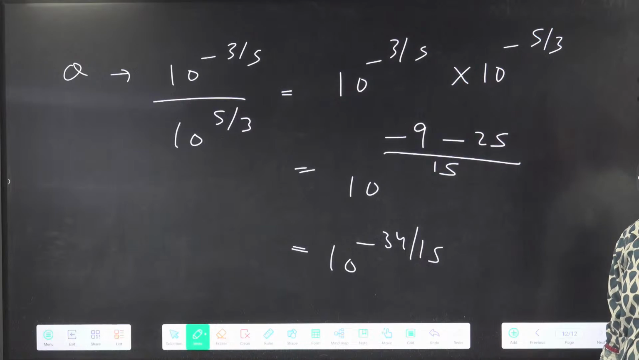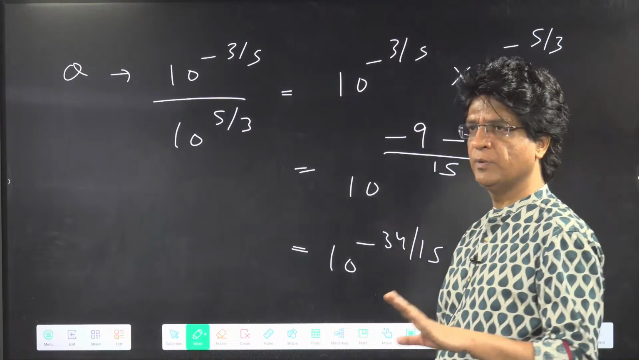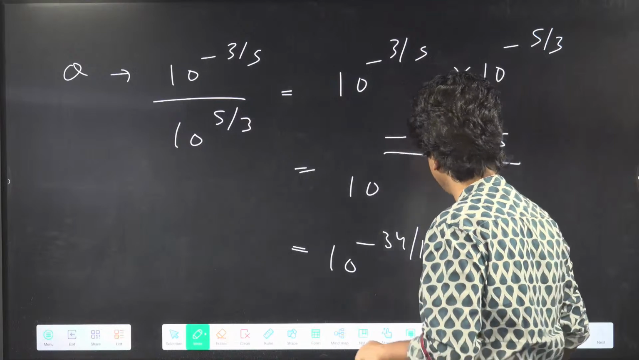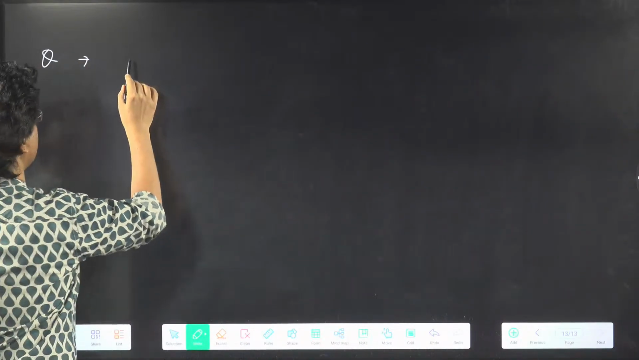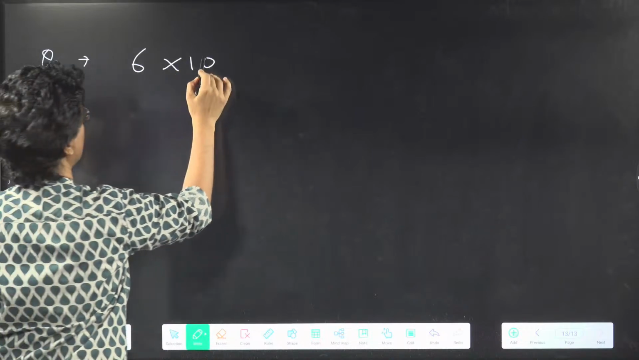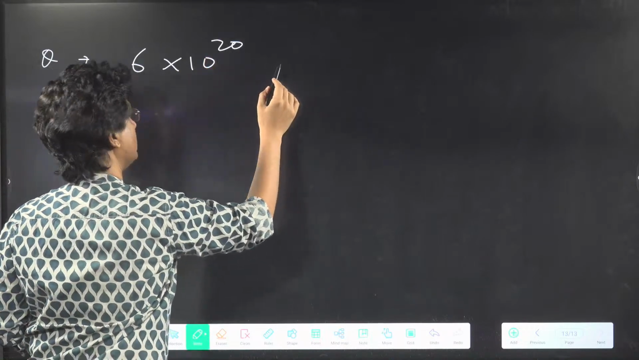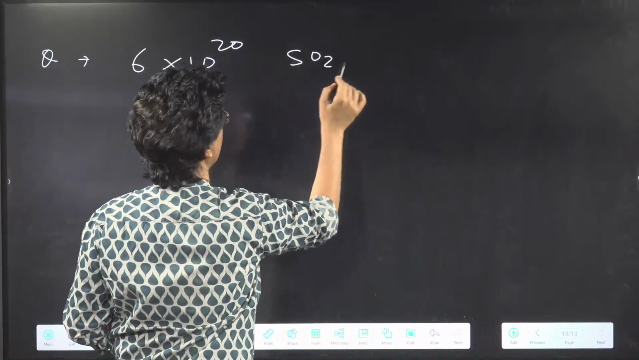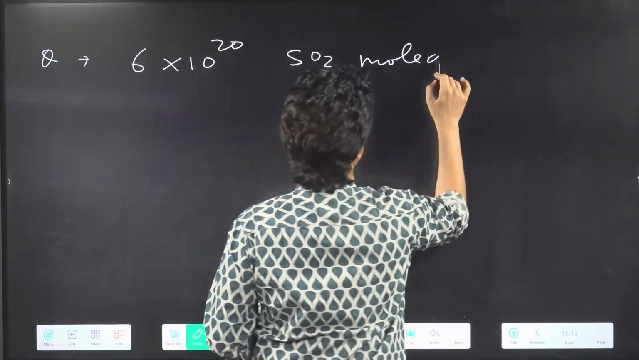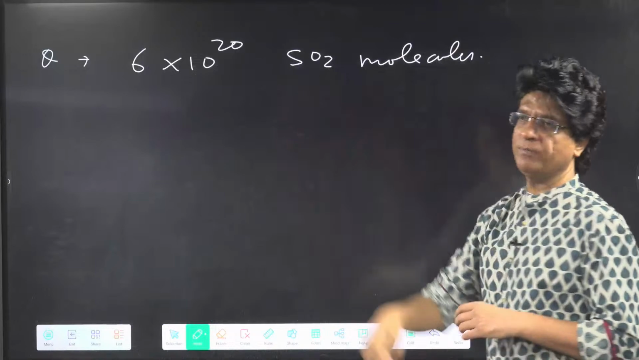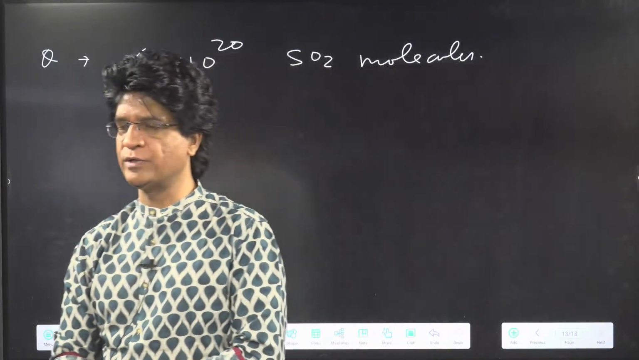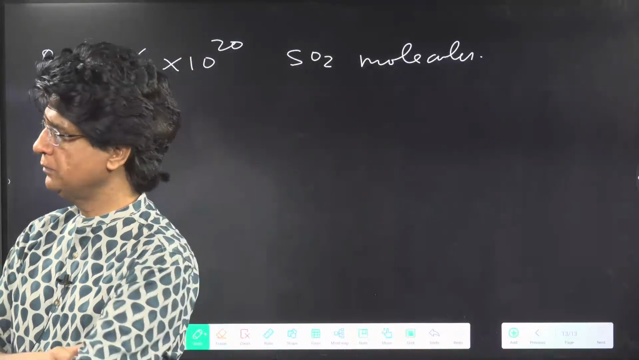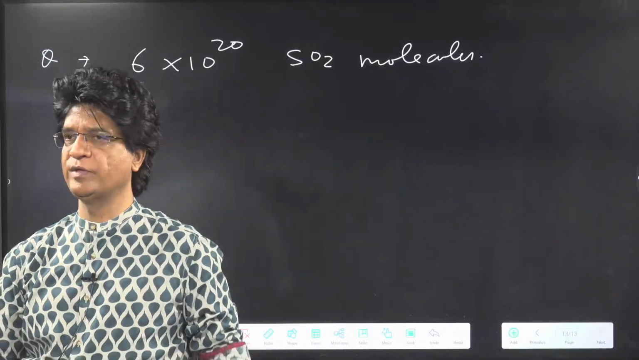Good, very good, very good. Keep on doing that. Keep on practicing some more questions. Chalo, now coming again over there. So we have some question like, I'm giving you 6 into 10 to the power of 20 SO2 molecules. You have to find out the number of moles of SO2 in it. Number of moles of SO2. Come on. Number of moles of SO2.